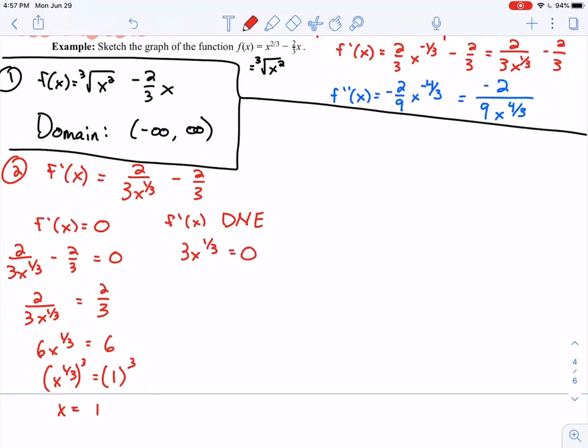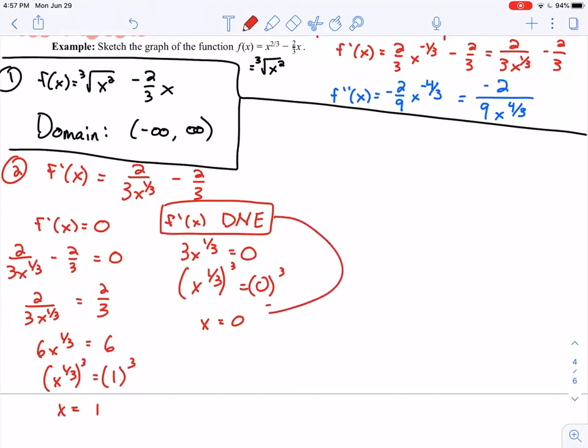So we'll divide by 3. I have x to the 1/3 is equal to 0. Again, if I want to solve this equation, I'm going to cube both sides. So I have x equals 0. So here's an instance where, when we consider the case where f prime of x does not exist, we actually ended up with an x value. This is why having this is so important. So okay, we know it does not exist at 0.